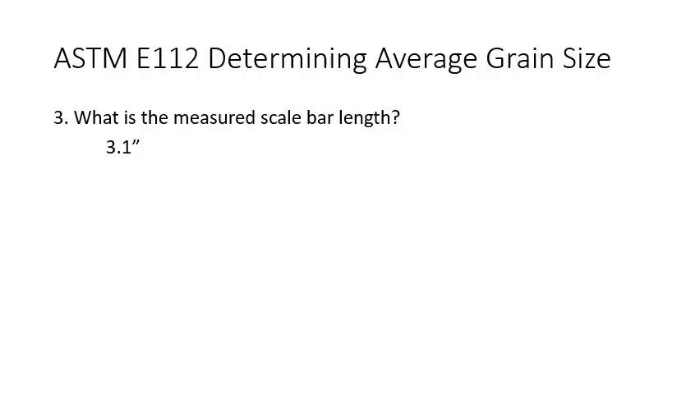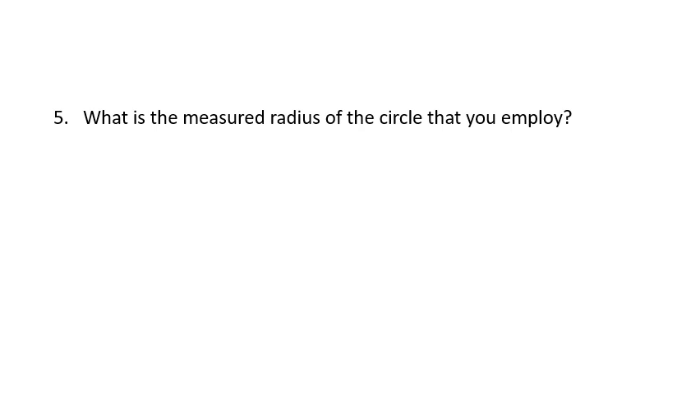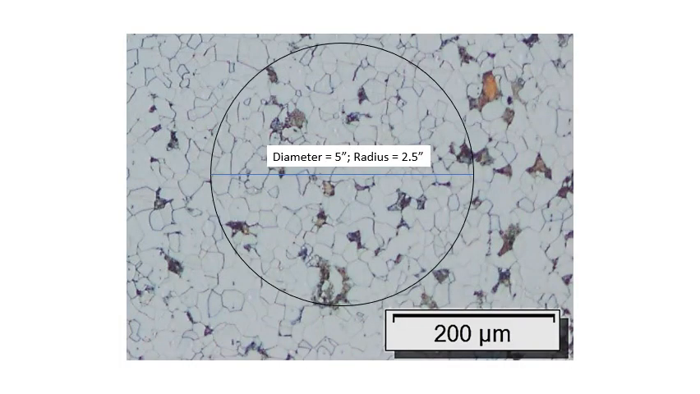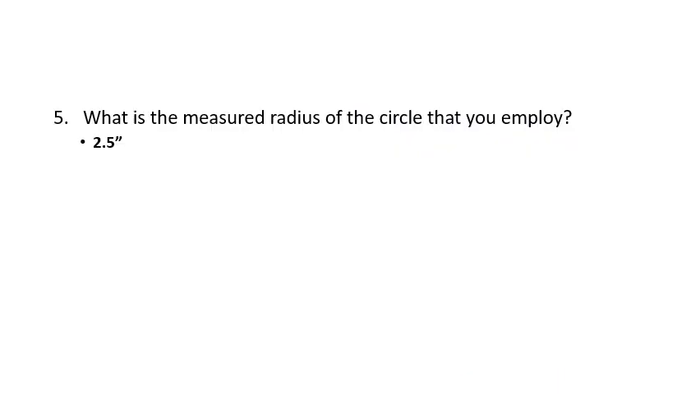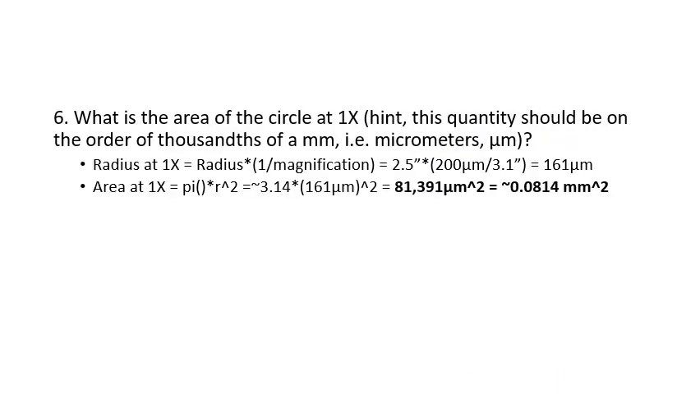So the measured scale bar length is 3.1 inches. Convert 3.1 inches to micrometers and you get 78,740 micrometers. Next, we need to measure the radius of the circle we're going to use. On my screen, the diameter was exactly 5 inches and the radius was 2.5 inches. It may not be so exact on your screen. So the radius of our circle is 2.5 inches.